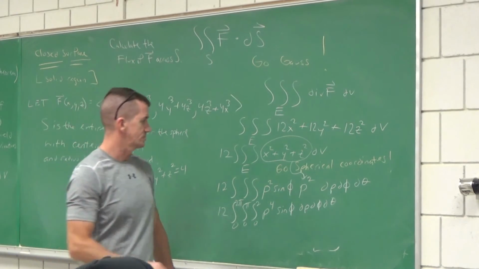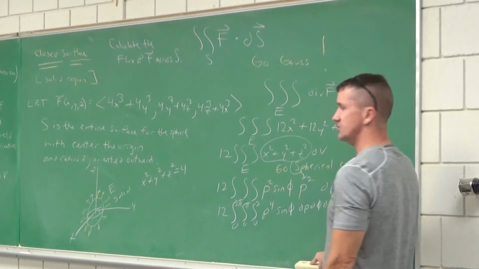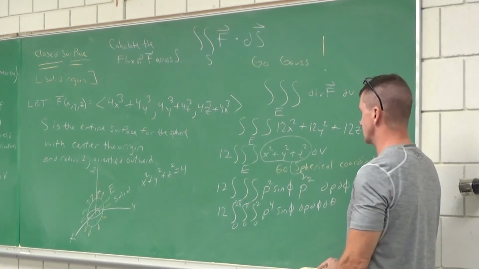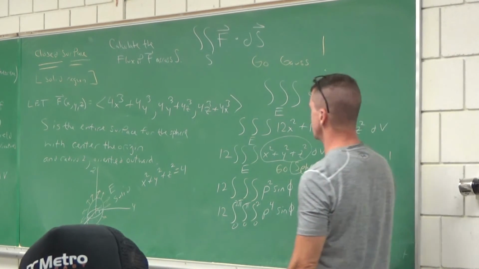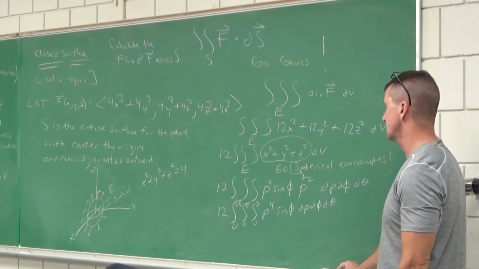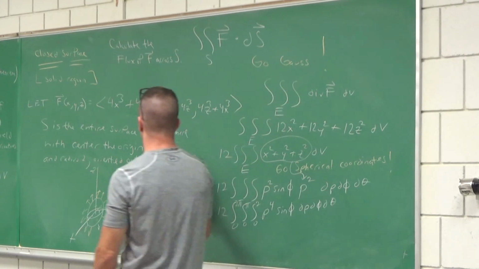Way easier than going Cartesian. We could have gone cylindrical coordinates. This is way easier than cylindrical coordinates. Can I split those up? I surely can. Haven't I got enough room right here?